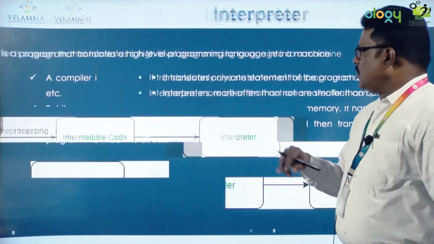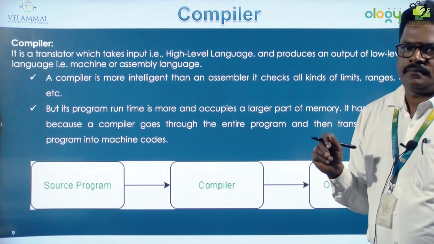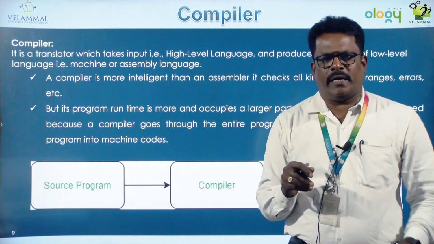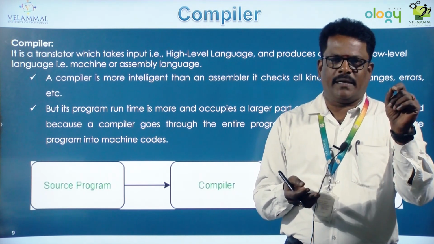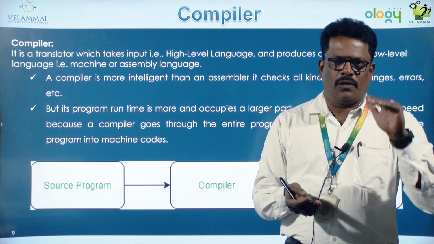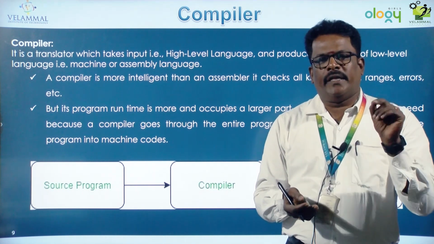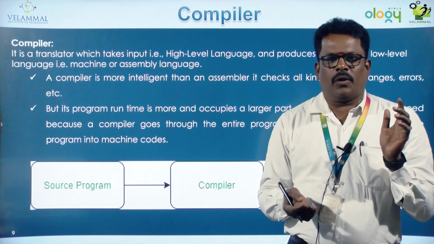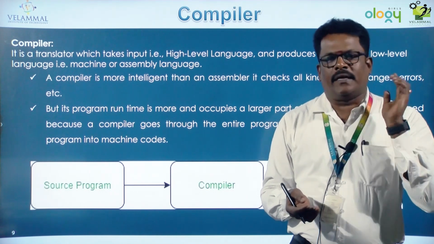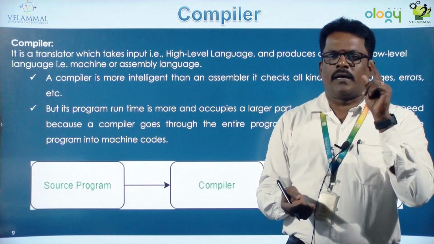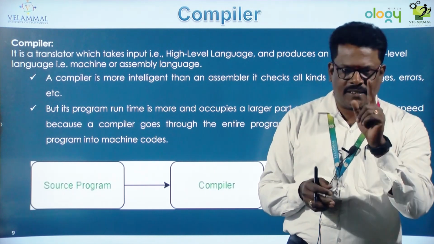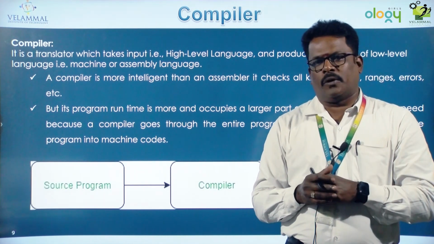Okay. Now, what is a compiler? C is a compiler language. Okay. How do we execute a program in C programming? First, open the editor, write the code, and save the code with a .c extension. Okay. Now, after saving the program, we are going to compile the program. Okay. The first stage is that we compile the program.